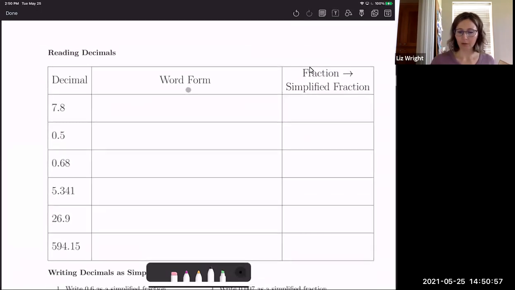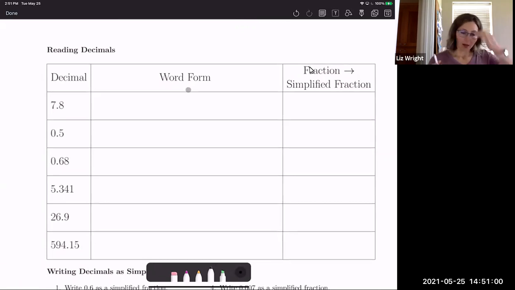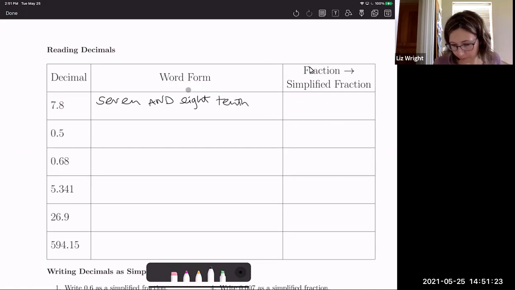And then we're moving along on our table here. So here we're going to write it in word form. Here again, be careful where you put the and. This is also checking our spelling, right? So it's going to be 7 and 8/10. And then it says here, write it as a simplified fraction. So then this would be 7 and 4/5 to write it as a simplified fraction.